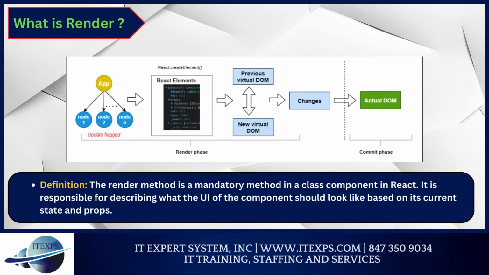Render. Definition. The render method is a mandatory method in a class component in React. It is responsible for describing what the UI of the component should look like based on its current state and props. Purpose. When the state or props of a component change, the render method is called again, and the UI is updated accordingly.